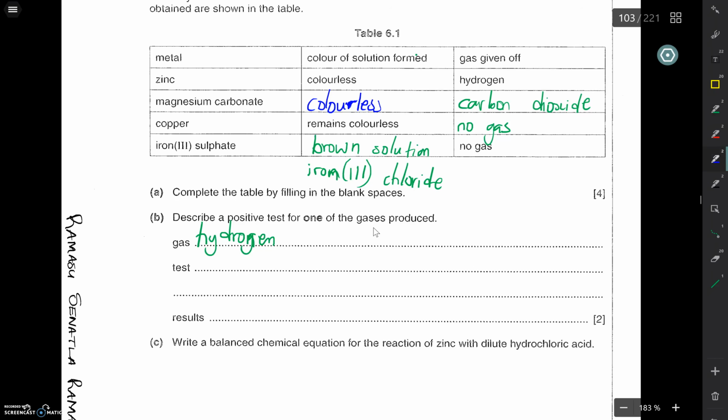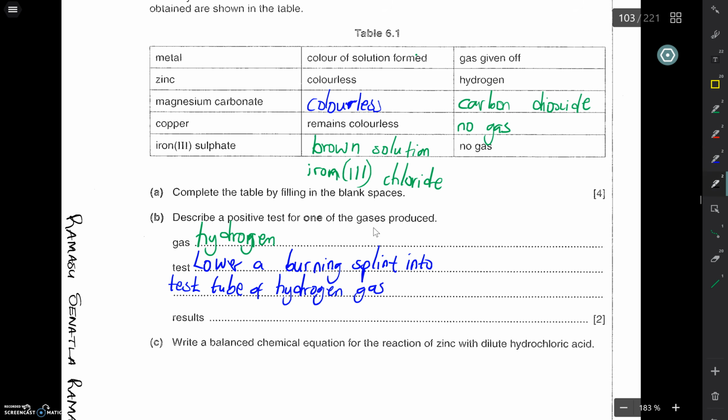The test is that you lower a burning splint into a test tube of hydrogen gas, and the result is an explosion or a bang. So this is the positive test for hydrogen.